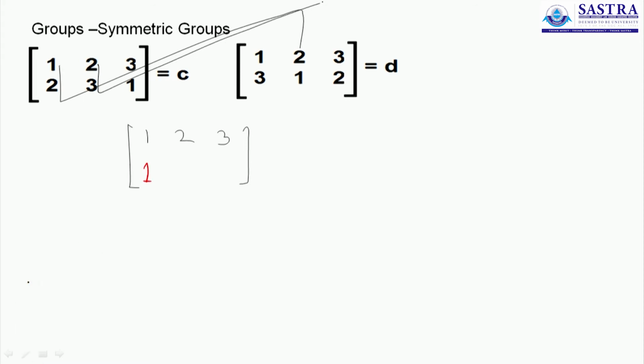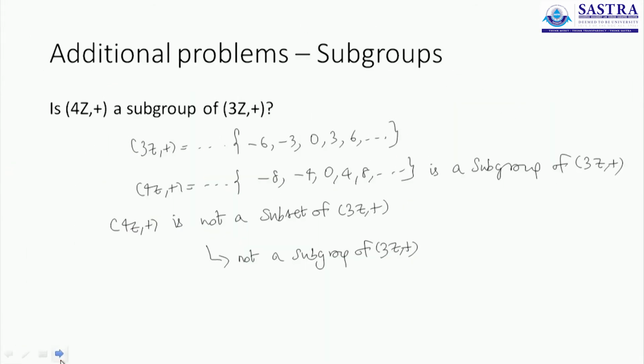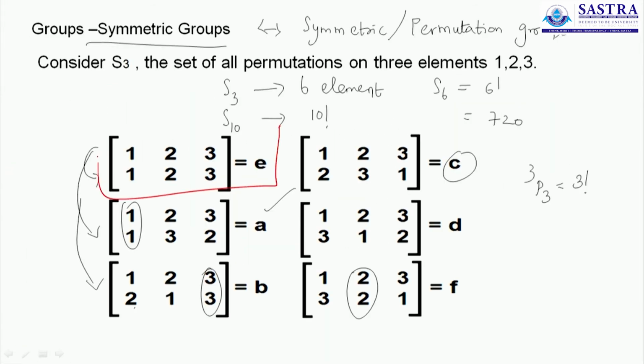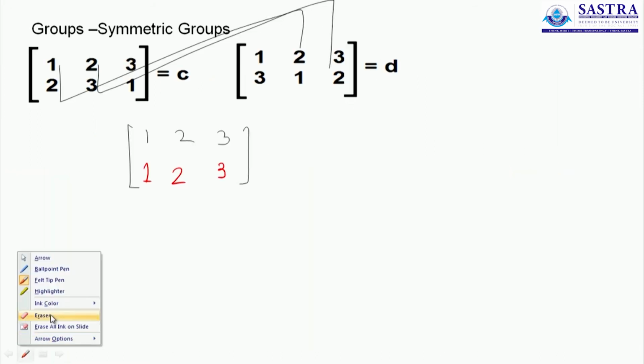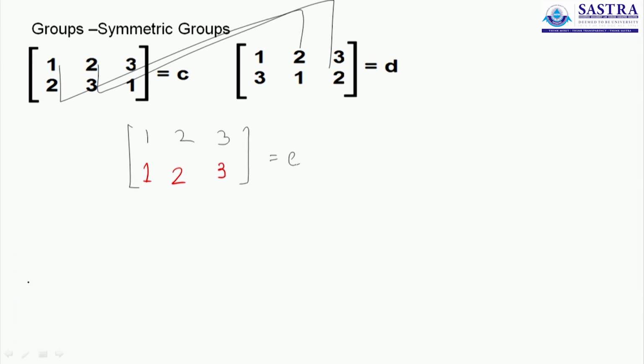And 2 goes to 3, but 3 goes to 2, so 2 goes to 2. Similarly 3 goes to 1 and 1 goes to 3, therefore 3 goes to 3. So what is happening? I multiply C and D and I get the arrangement as it is. If you can recall, this is what we called as the identity element of the group. We will get to the group shortly, but this is what we called as the identity element. So what you get as a result of operating C on D is actually the identity element.